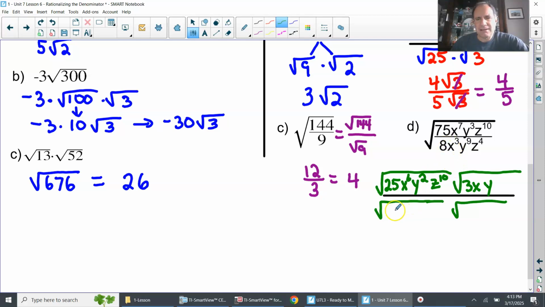So now 8, the largest perfect square that goes into 8 is 4. So I'm going to put 4 times 2, non-perfect square. X to the 3rd is a non-perfect square, so I'm going to subtract 1 from that 3 and put the x there, times x squared times x, which is x to the 3rd. Y to the 9th is not a perfect square, so I'm just going to subtract 1 from the exponent. That's y to the 8th. Y to the 8th is a perfect square, times y. And then z to the 4th is a perfect square, so we're going to leave that in the perfect square radical.